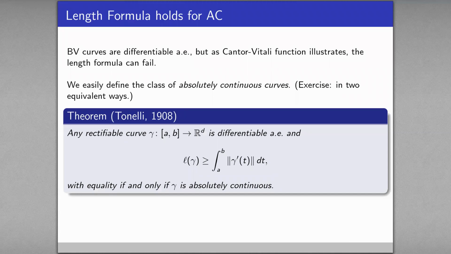Any rectifiable curve, a curve with finite length, is differentiable almost everywhere. We just saw that because it's BV. And the length is always bigger than or equal to the integral of the speed. This is always true. As soon as you are rectifiable, this is true. Interestingly, even if you're not rectifiable, this is true, because then this is infinity, and whatever happens on the other side will be smaller. But the point is, if you're not rectifiable, you don't know if it is differentiable. So technically, you cannot remove the rectifiability condition here.